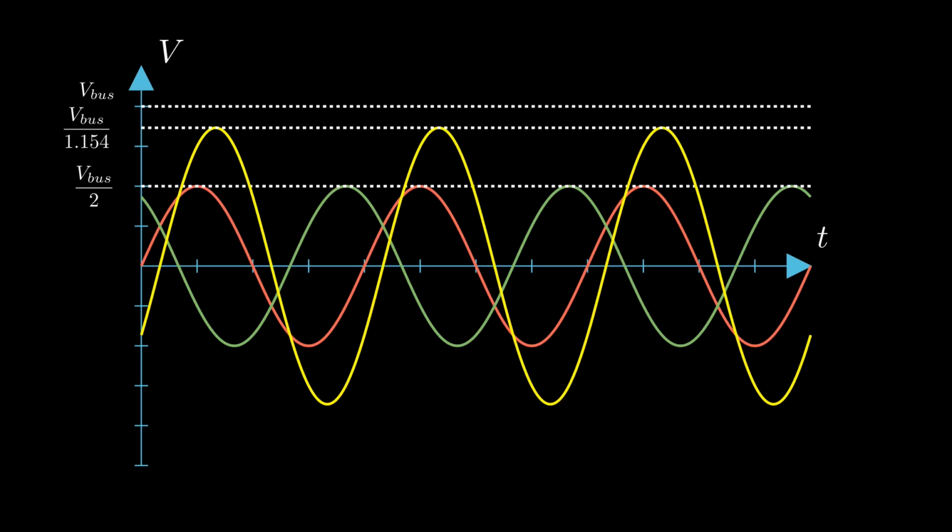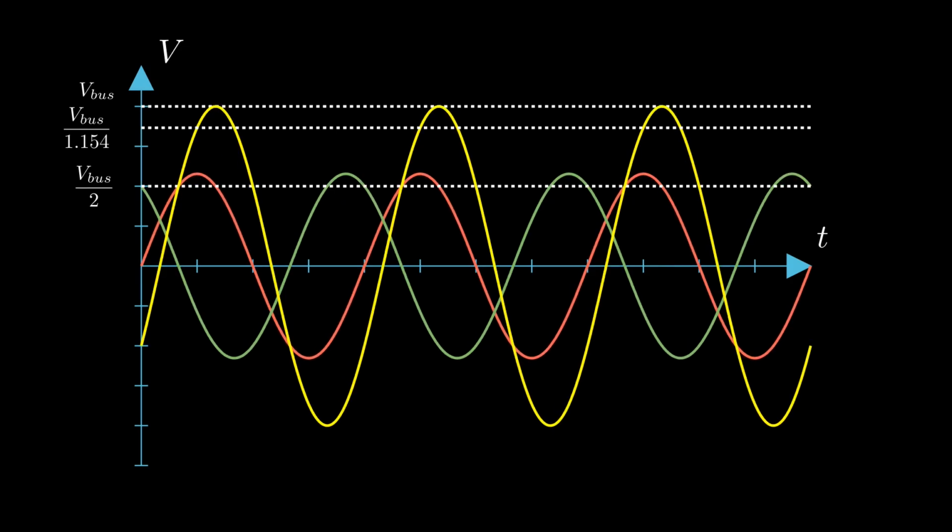Ideally, we would simply increase the amplitude of the sine waves by 15% and reach the bus limit. But then the amplitude of the phase voltages themselves would exceed their absolute limit of half the bus voltage. So that's impossible. What to do? Well, someone, not sure who, came up with a really clever solution. Simply adding a single third harmonic to all three sine waves.